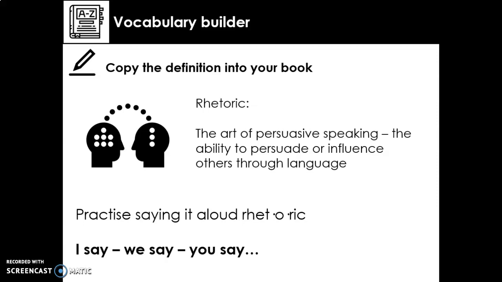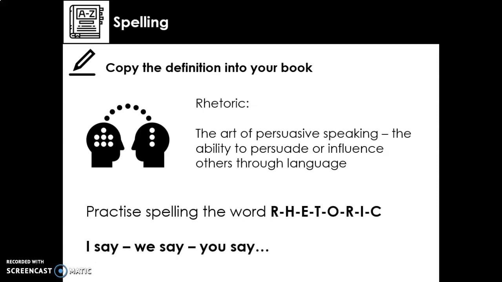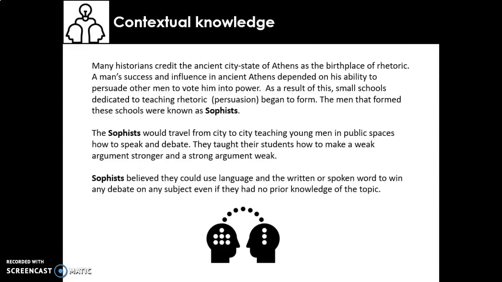Okay, so this suggests it works. If we're still using it today, if modern MPs, modern elected officials within a democracy are still using this, it works. Okay, so rhetoric, make sure you've written that down. Rhetoric. Brilliant.